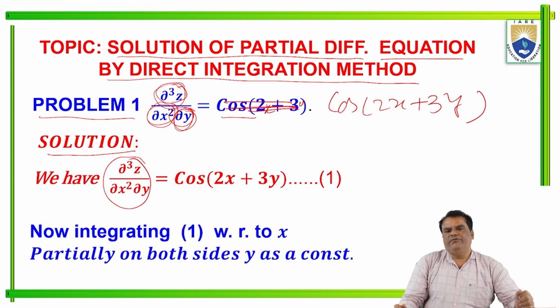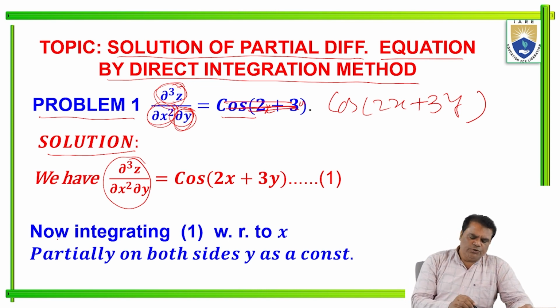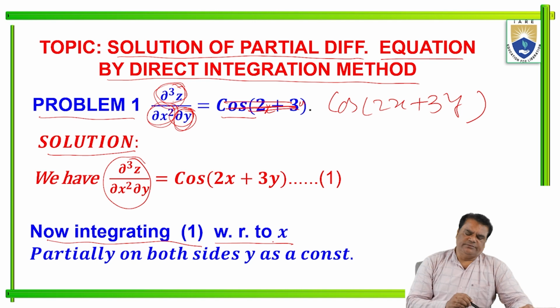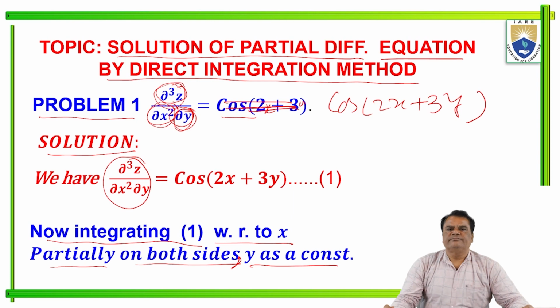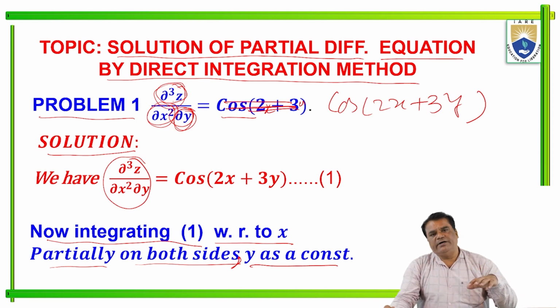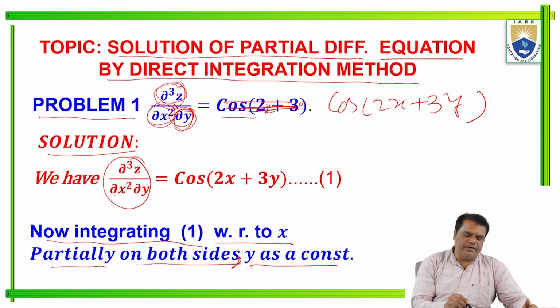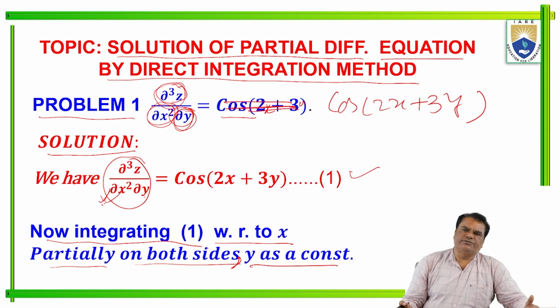And z is some function of x and y. So now integrating one with respect to x partially on both sides, taking y as a constant. We first integrate with respect to x because the outer variable is x. Here the outer derivative, the last derivative, is x, and the first derivative is y. So the last derivative is cancelled first. So integrating equation 1 with respect to x, taking y as a constant.